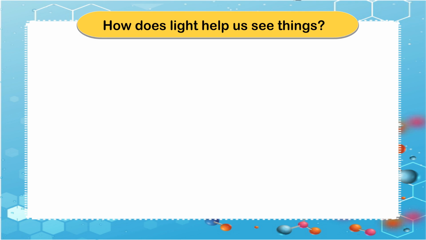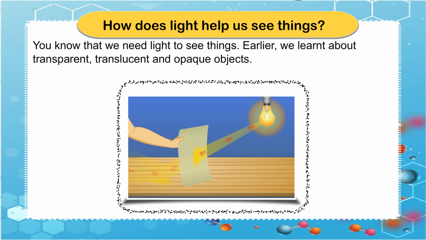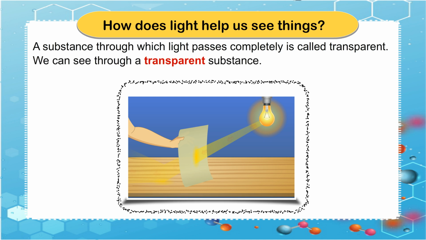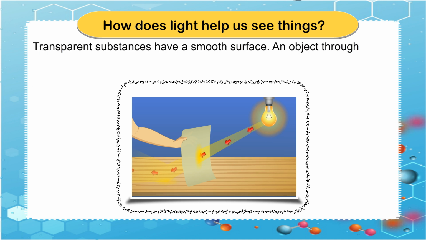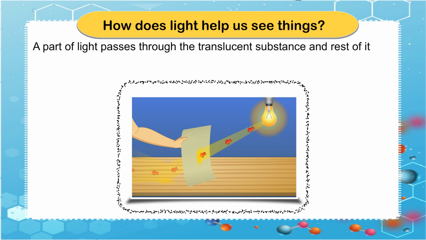How does light help us see things? You know that we need light to see things. Earlier, we learnt about transparent, translucent, and opaque objects. A substance through which light passes completely is called transparent. We can see through a transparent substance. Transparent substances have a smooth surface. An object through which light passes partially is called translucent. A part of light passes through the translucent substance and the rest of it bounces back from its surface.